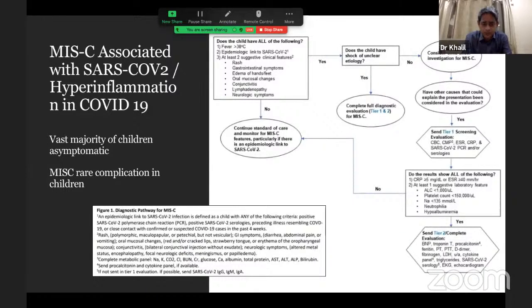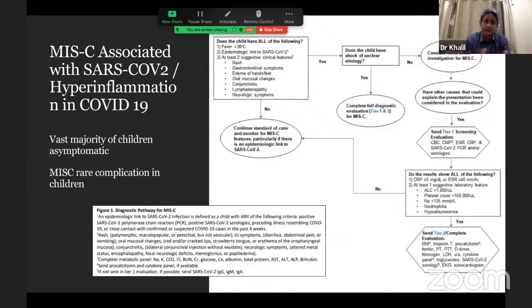Now, the criteria to define this multisystem inflammatory syndrome is fever with an epidemiologic link to SARS coronavirus 2 and at least 2 suggestive clinical features: either rash, presence of GI symptoms, edema of hands and feet, oral mucosal changes, conjunctivitis, lymphadenopathy, or neurologic symptoms.